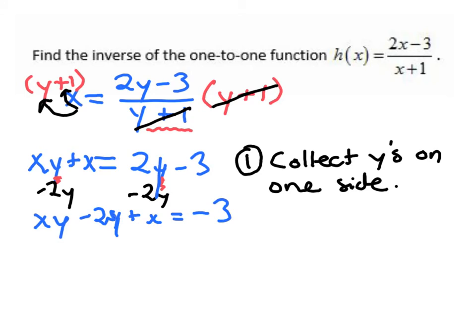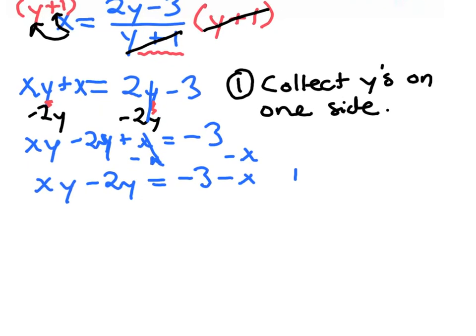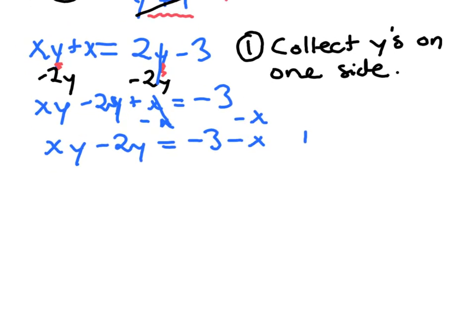This is a y right here. Anything that doesn't have a y, send it to the other side. So I'm going to subtract x from both sides. So I now have xy minus 2y equals, these are gone, -3 minus x. Okay, so collect the y terms on one side, put all the other terms on the other side, and then factor out the y.